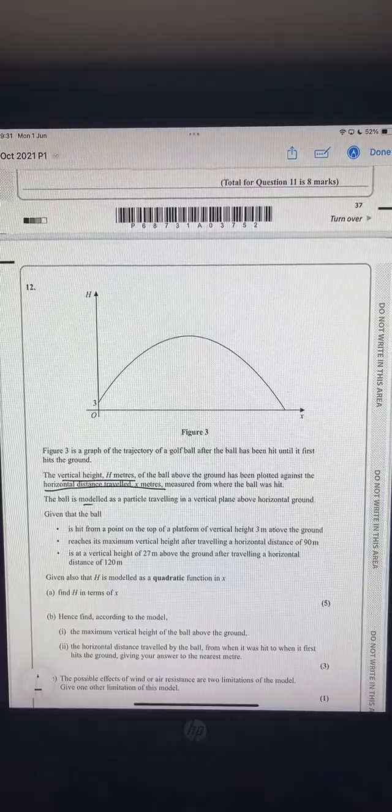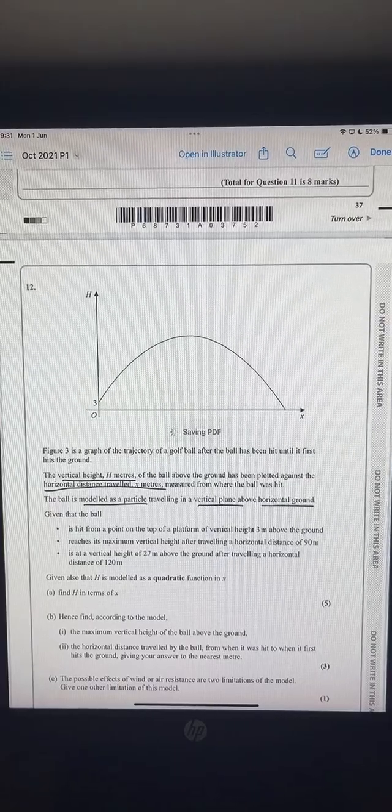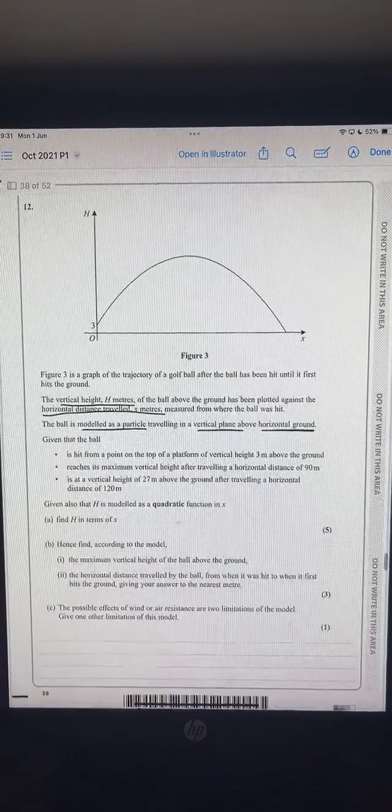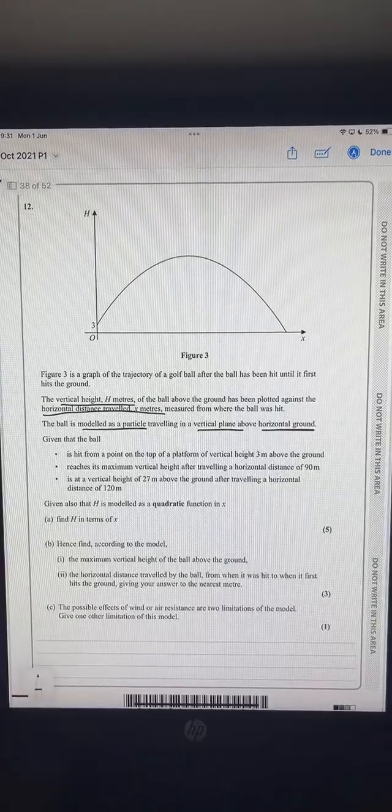The ball is modeled as a particle traveling in a vertical plane above horizontal ground. So we've got 3 assumptions going on there. It's a particle, we've got a vertical plane, and a horizontal ground. Those would be important for part C.